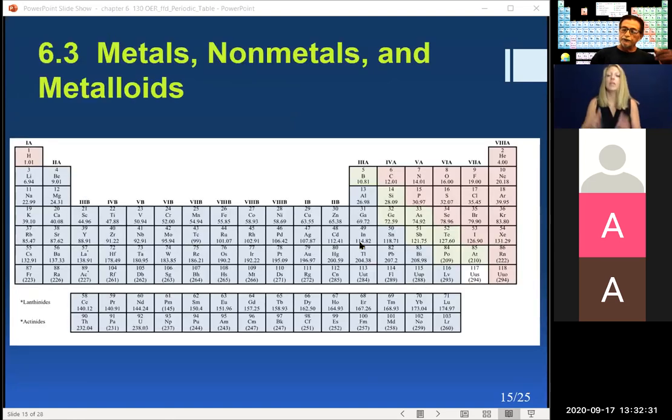So remember when we talked about metals, nonmetals, and metalloids. Again, I'm bringing this up here to refresh your memory. The light green on my screen are the metalloids. The reddish light pink color are the nonmetals. And then the light blue color are all metals.